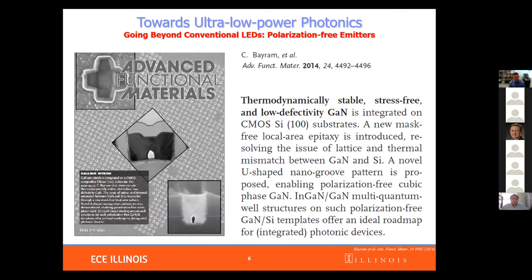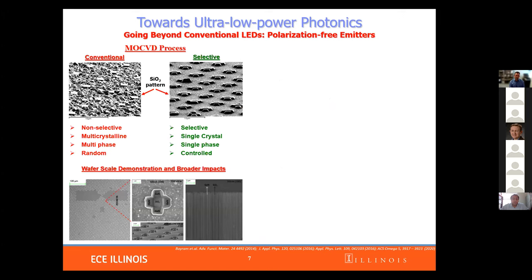This has been first shown in 2014, and I'm going to show how this process works. It's based on an industrial process, MOCVD. If we try to deposit gallium nitride using conventional methods onto silicon CMOS, you get a non-selective multicrystalline, basically a random process. But we have a technique to selectively nucleate these crystals so that we have a single phase controlled, and we can create different types of shapes, lines, similar to waveguides.